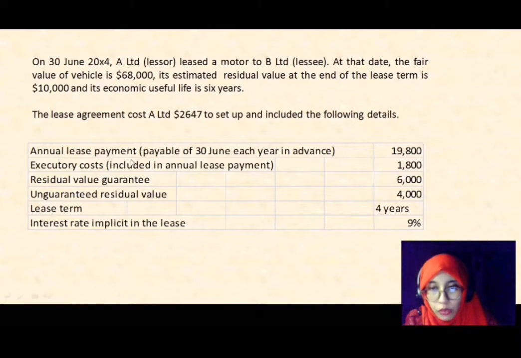Annual lease payment needs to be paid in advance every 30 June. It costs 19,800. Executory costs are already included in this 19,800, and the executory cost is 1,800. Residual value guaranteed 6,000, unguaranteed residual value 4,000. The term is 4 years, and the interest charge for the lease is 9%.